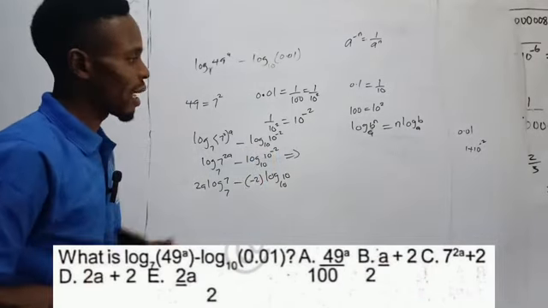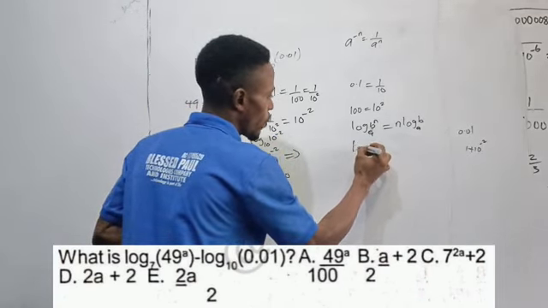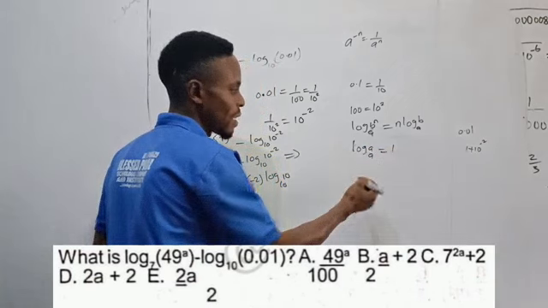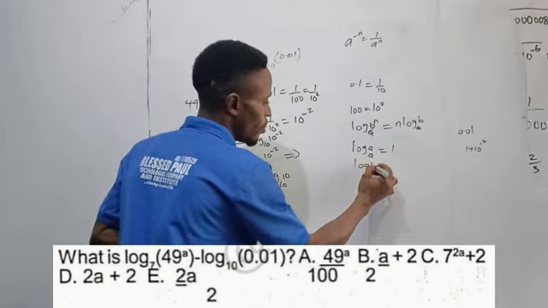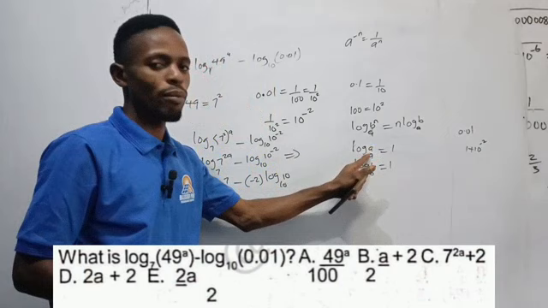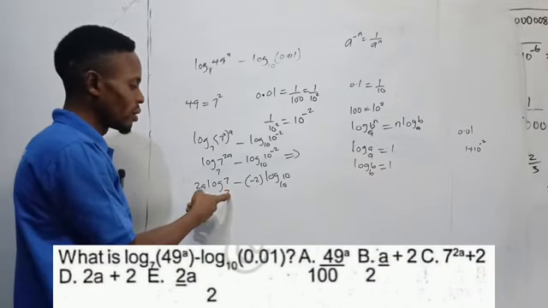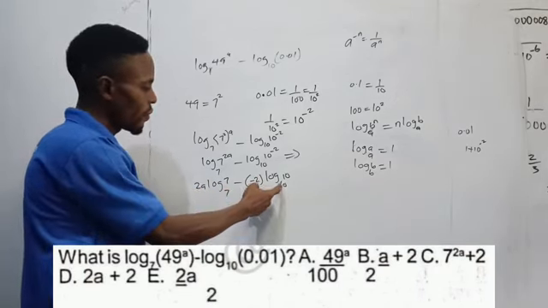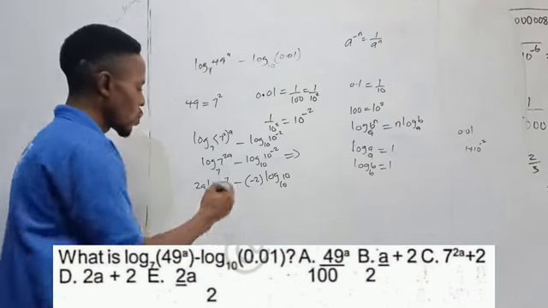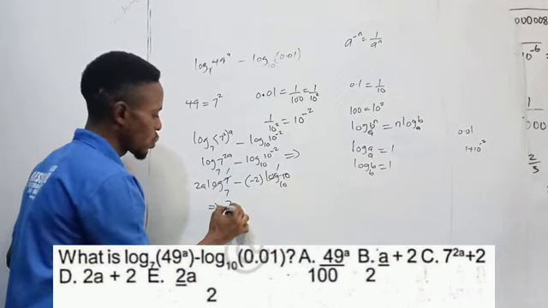Now, if you still remember the law of logarithm, if you have the same number as the base, log of a base a is equal to 1, and the same applies to log of b base b, which is equal to 1, because they are the same number as the base. So log of 7 base 7 will be equal to 1, and log of 10 base 10 will be equal to 1, because they carry the same number. So this one becomes 1 and this one becomes 1.